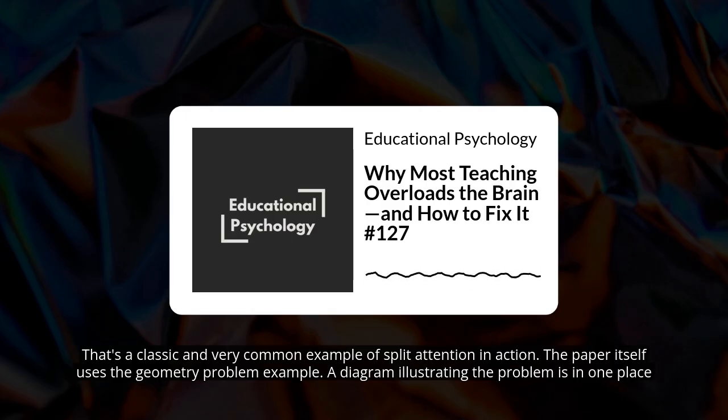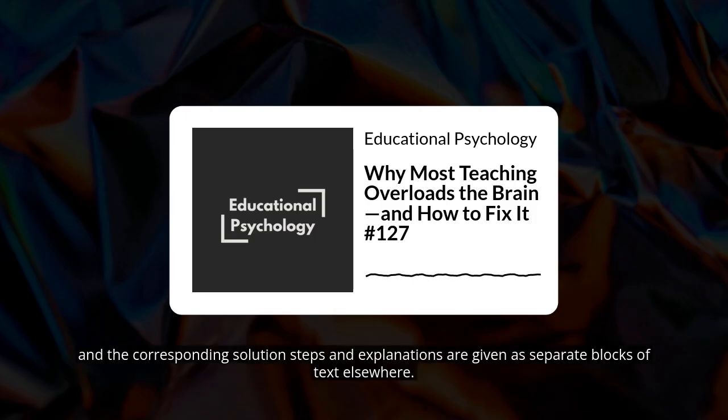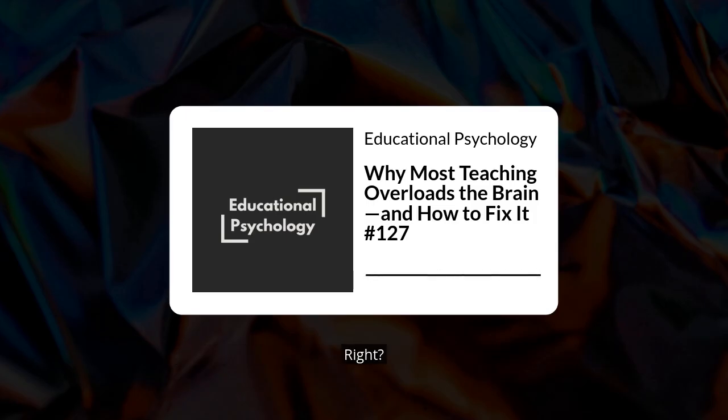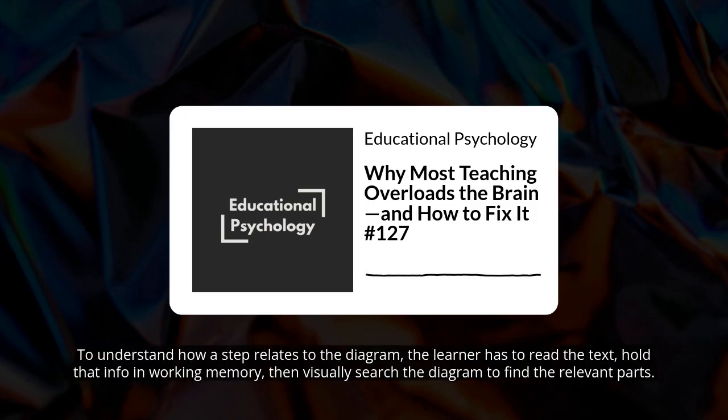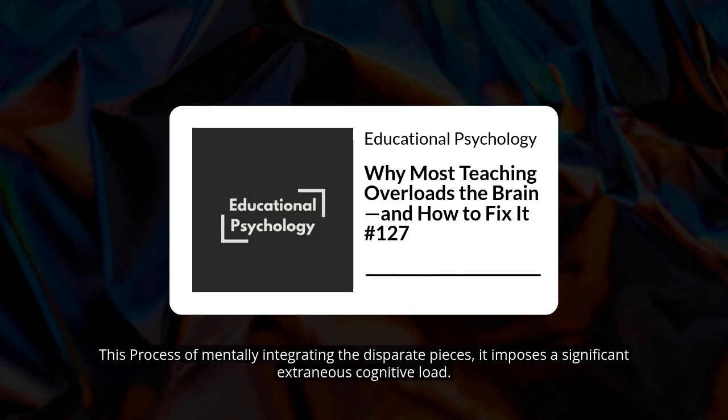The paper itself uses the geometry problem example. A diagram illustrating the problem is in one place, and the corresponding solution steps and explanations are given as separate blocks of text elsewhere. Right. To understand how a step relates to the diagram, the learner has to read the text, hold that info in working memory, then visually search the diagram to find the relevant parts. This process of mentally integrating the disparate pieces imposes a significant extraneous cognitive load.